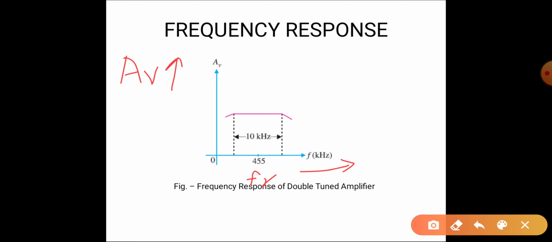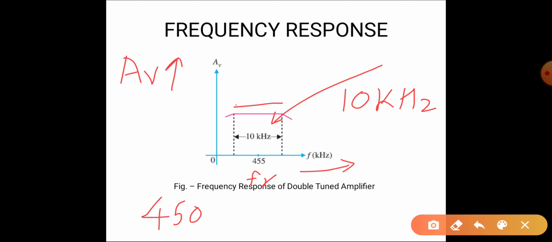Now you can see a very flat frequency response for the double tuned amplifier. Although it is flat, its bandwidth is in the range of 10 kilohertz only. So bandwidth is 10 kilohertz, not more than 10 kilohertz, meaning that the double tuned amplifier will amplify the frequencies in the range of, if FR is 455 for example, 450 kilohertz to 460 kilohertz.